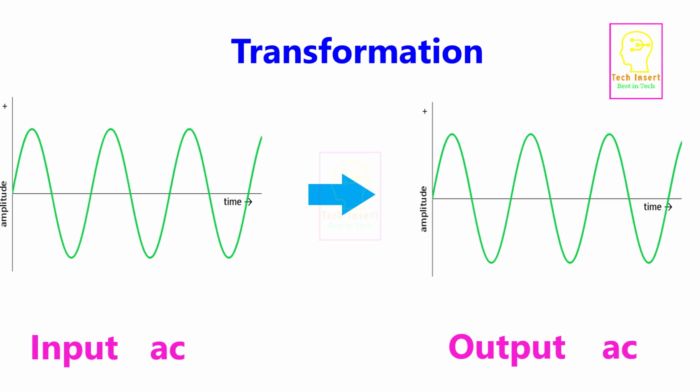First one is called transformation. In transformation we are converting an AC into AC. Then what is its difference? Here the amplitude of the voltage of the transformed waveform is different. There are two types of transformations.